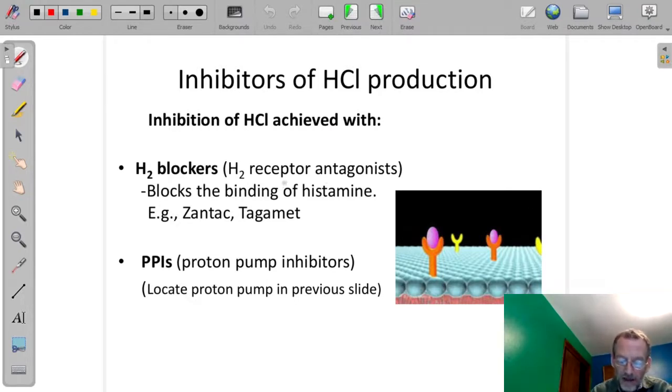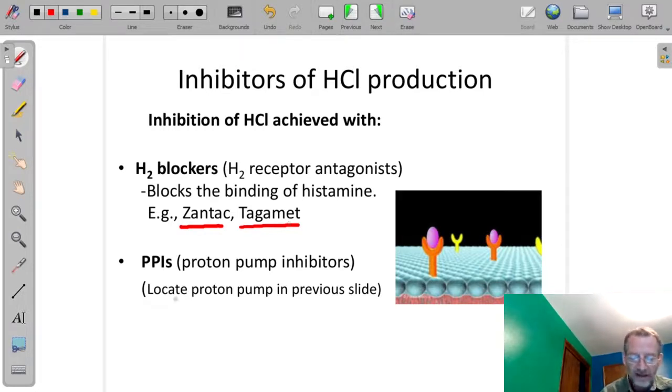An H2 blocker, it's a class of drug. It acts as an antagonist and blocks the histamine receptor so that histamine can no longer bind to the receptor. And if histamine cannot bind to the H2 receptor, then the parietal cell is not stimulated as much and it produces less acid. So 2 common drugs are Zantac and Tagamet, and they act as an H2 blocker, preventing histamine from stimulating the parietal cell.